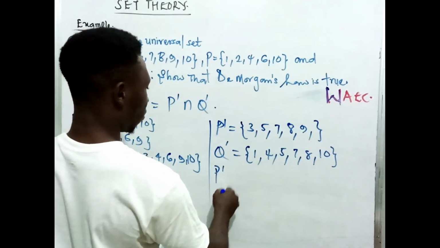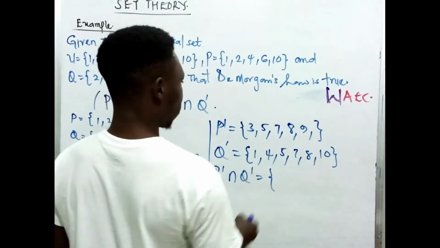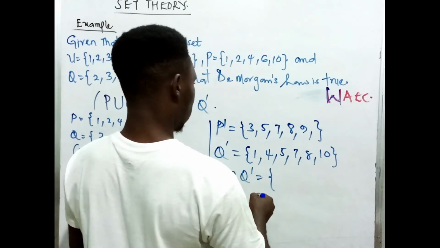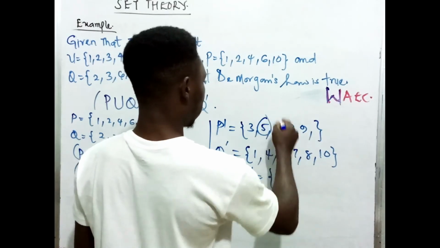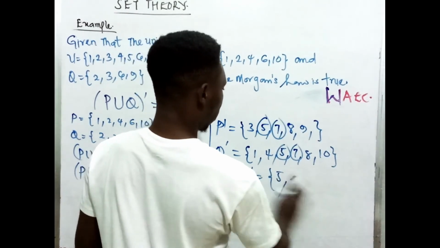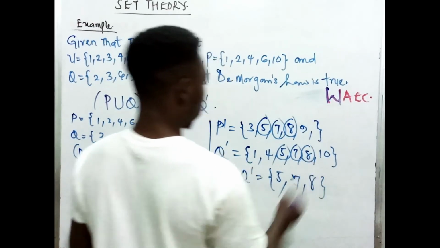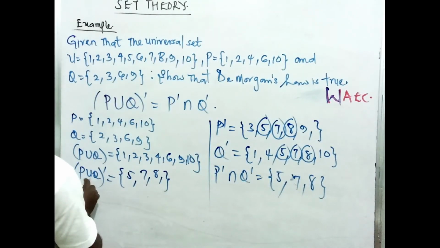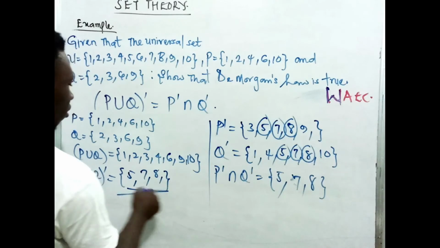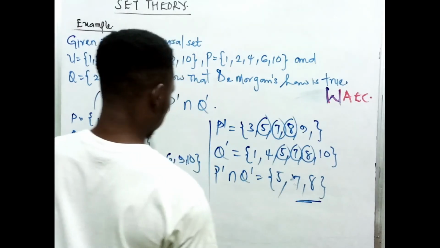P complement intersection Q complement. That is what both of them have in common. What do they have in common? They have 5 in common. They have 7 in common. What else do they have? They have 8 in common. Therefore, P union Q complement gave you 5, 7, 8. P complement intersection Q complement gave you 5, 7, 8.